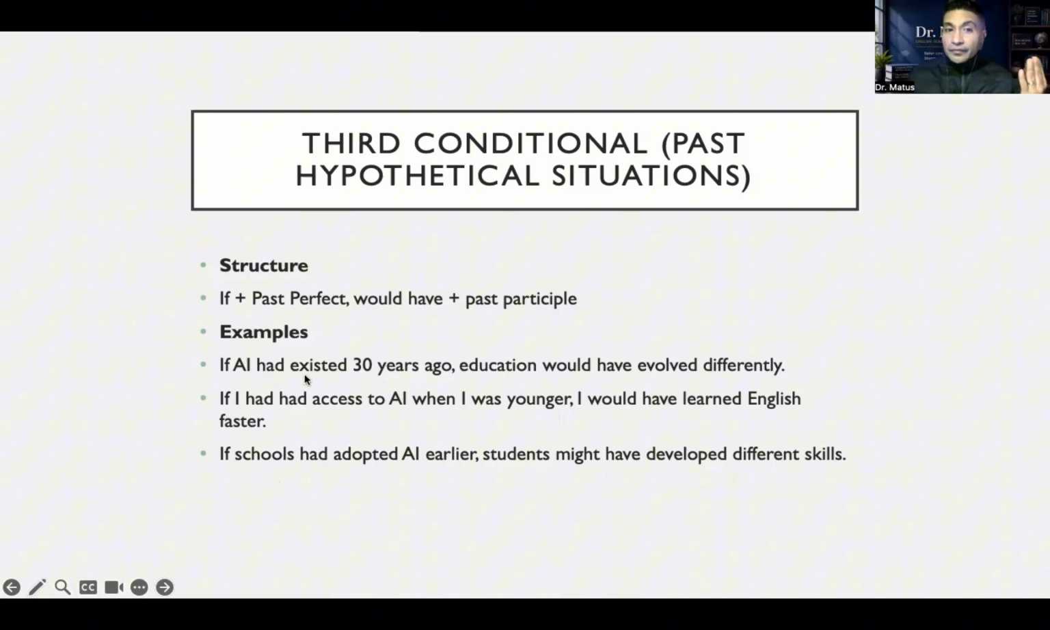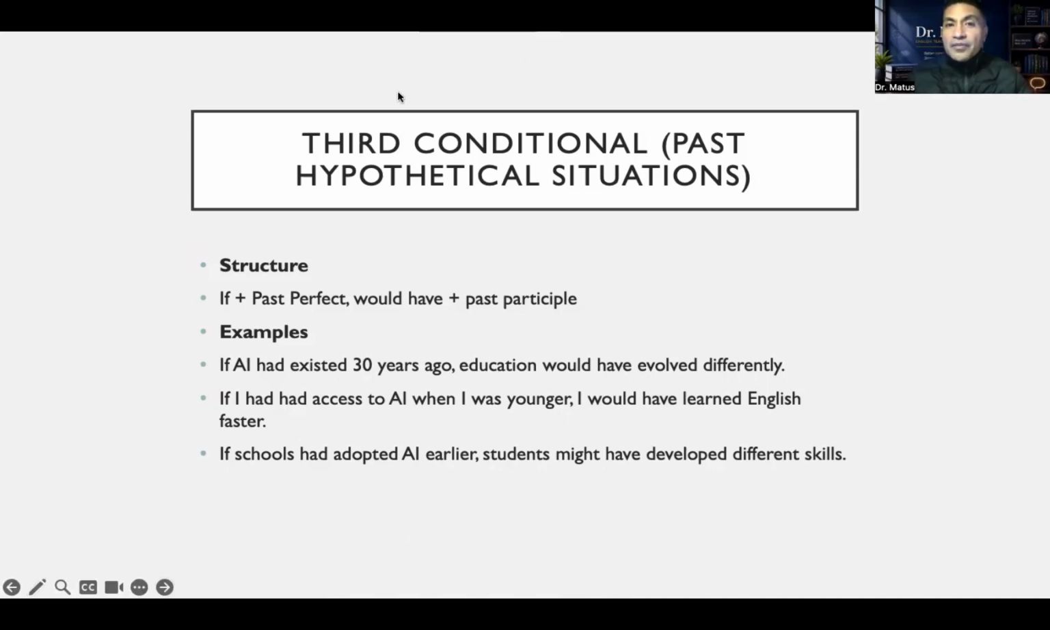So, did we have access to artificial intelligence 30 years ago? No. Did education evolve differently in the past? No, because we are just talking about the opposite of what happened in the past. And that's why we use the third conditional.